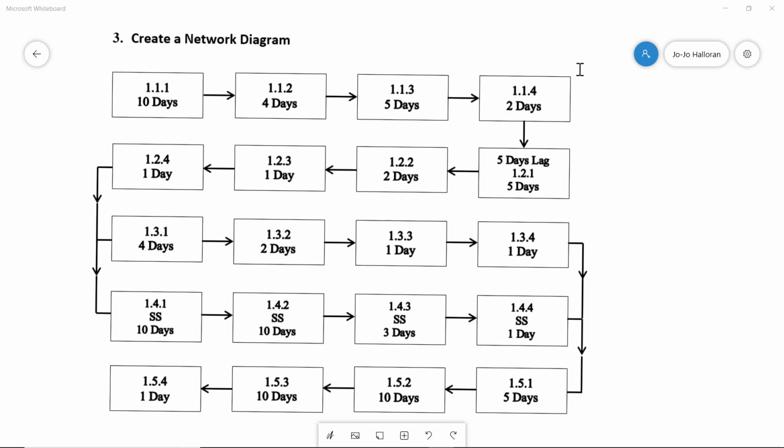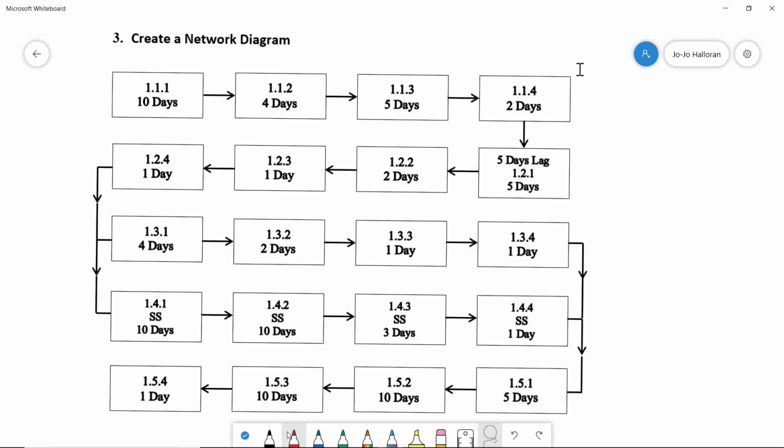I'm going to do step number 4 in activity 5-2, where I'm going to complete a forward pass by calculating and entering early start and early finish for all of the activities. I'm doing this on a Microsoft whiteboard, so please forgive me as I don't have a pen. I'm only trying to use my mouse.